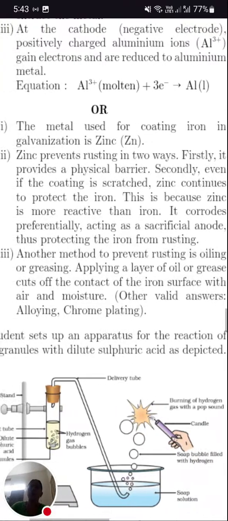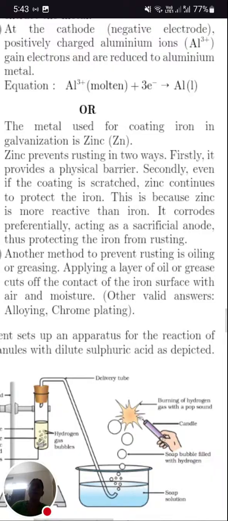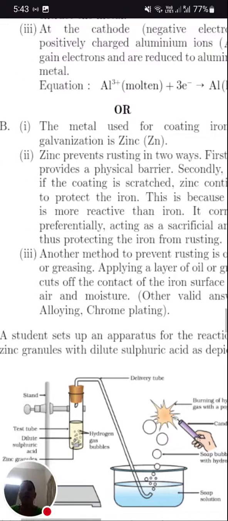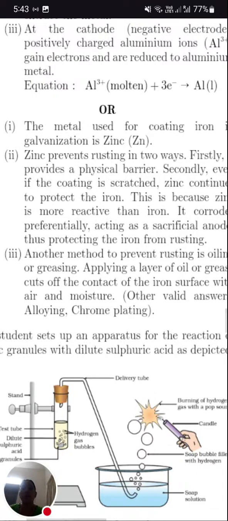This is because zinc is more reactive than iron. As zinc is more reactive than iron, it will try to react with oxygen rather than allowing the iron to come in contact. So it is preferentially acting as a sacrificial anode. This is very important. Why do we call it a sacrificial anode? Because it is sacrificing itself and protecting iron. So we call it a sacrificial anode.